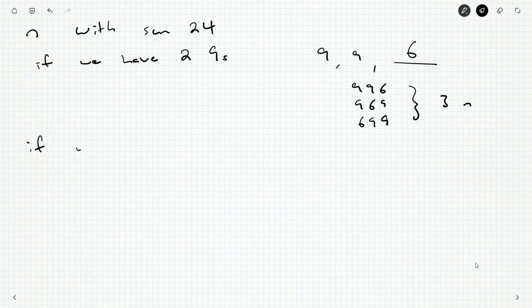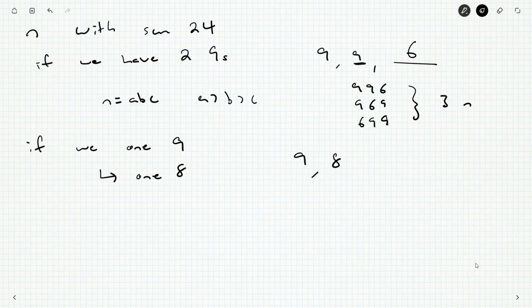Now, if I just have 1 9, well, we have a lot of possibilities. What if we have just 1 8 as well? So I'd have 9, 8. I'm just decreasing my next digit. So I could say, let n be a, b, c with a bigger than or equal to b, bigger than or equal to c, and that's sort of what I'm doing. I'm taking the biggest I could have, 2 9s, then I'm going to have a 6. Then the next biggest I could have is a 9 and an 8, because that adds up to 17. And that would mean I have to have a 7, and this is going to give us 6 different n.